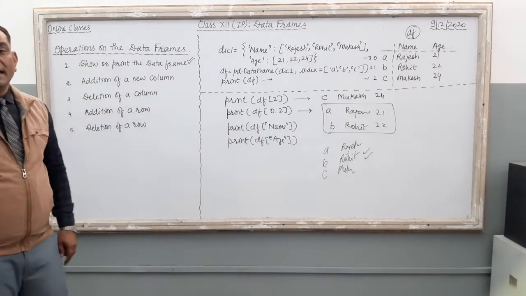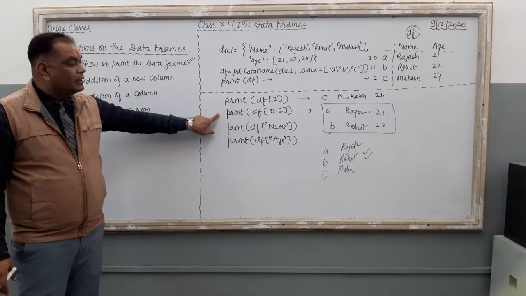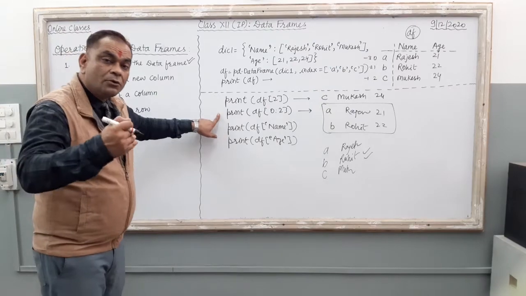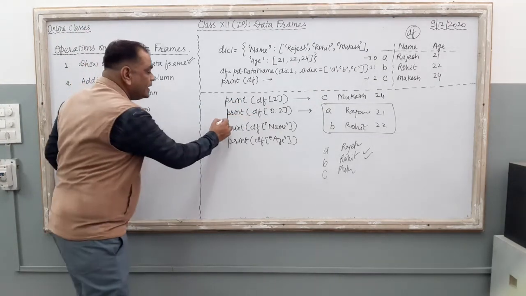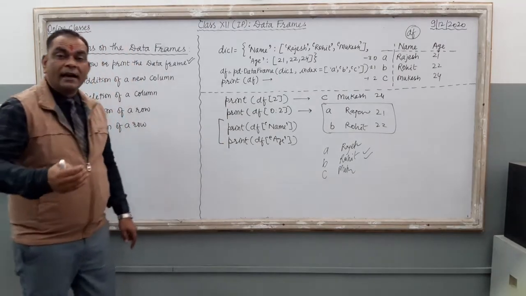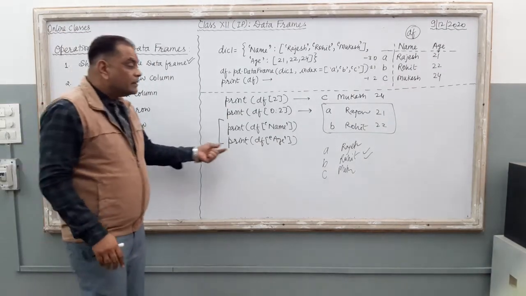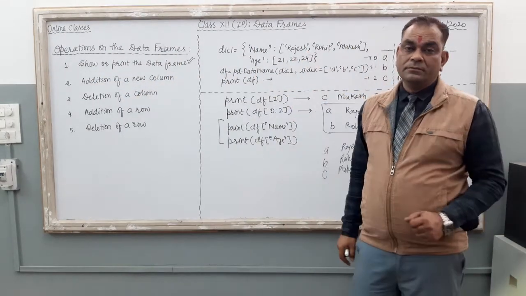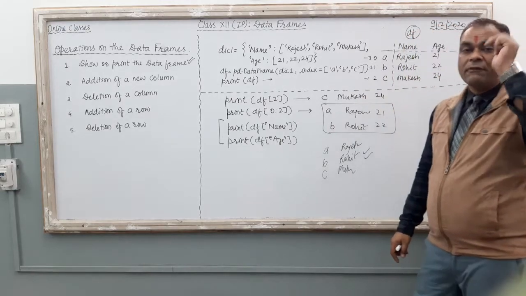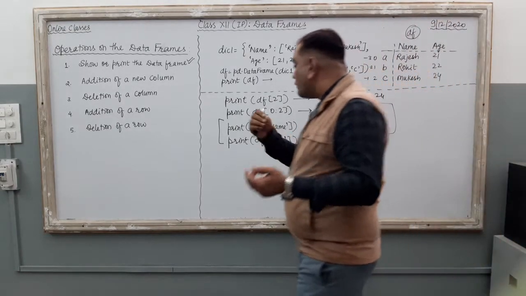Age column will be there as an output. Clear? So these commands are related to generating the output based on the row. These two commands are related to generating the output based on the column. Right? Here with this print command, we use the LOC function also. LOC and ILOC, two different functions are there. Right? Now, what is the use of the LOC function?